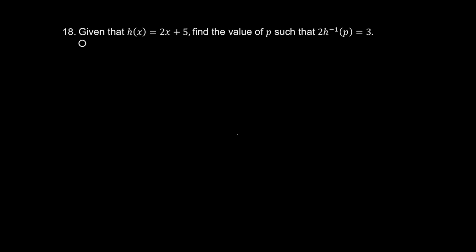Question 18. Given the function h with the equation 2x plus 5, find the value of p such that 2 times the inverse of h, when the input is p, is equivalent to 3. Look at this first. They want the inverse function of h. Do we have this? No. If we don't have it, is it possible for us to find it ourselves? Yes. We just need to invert this function. So how do we find the inverse? Learn it yourself.